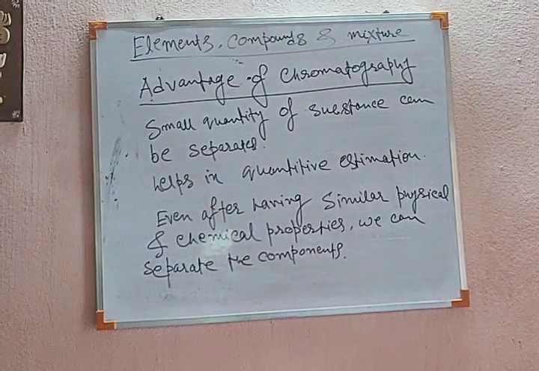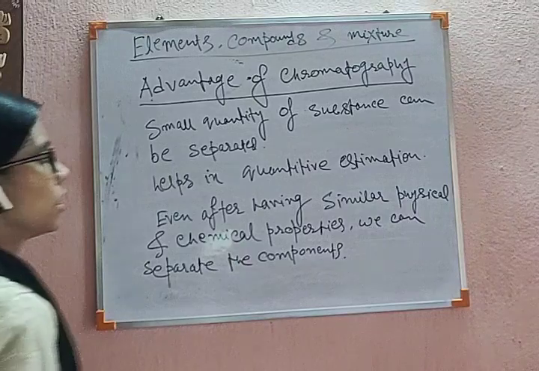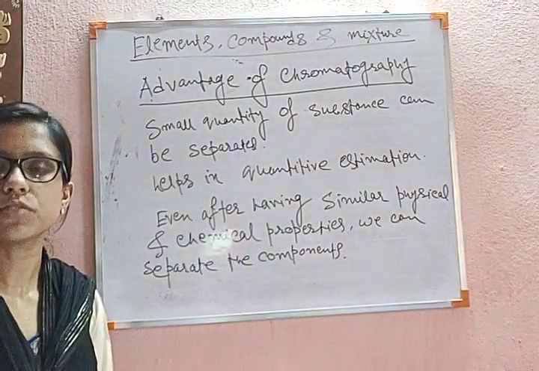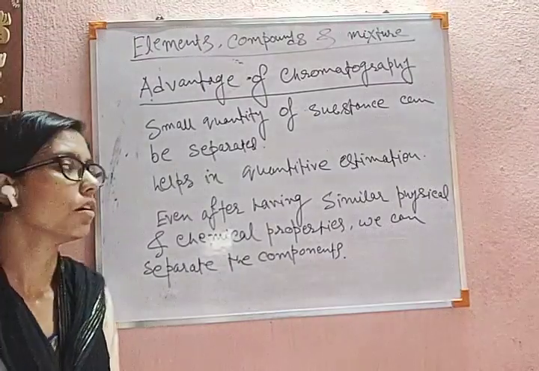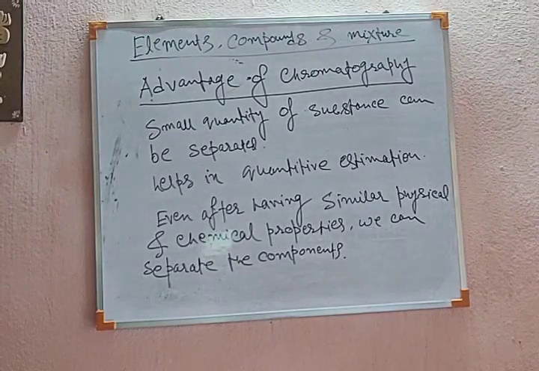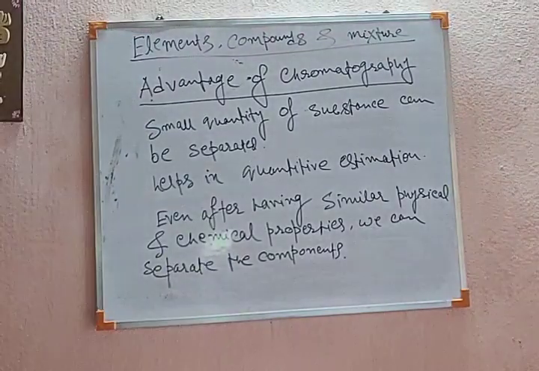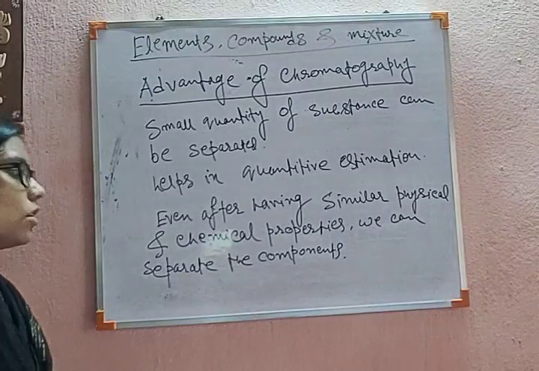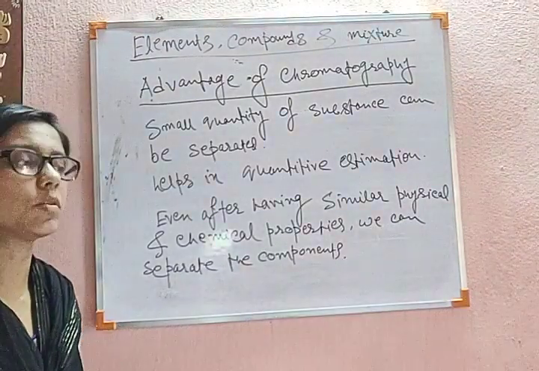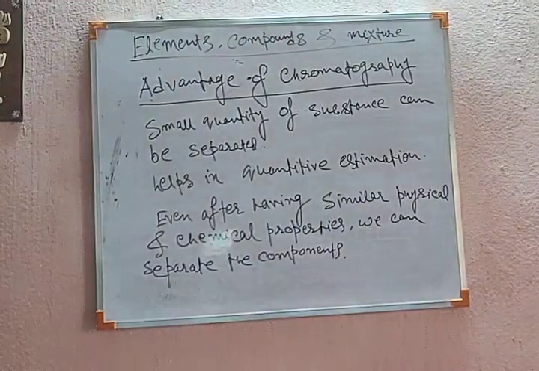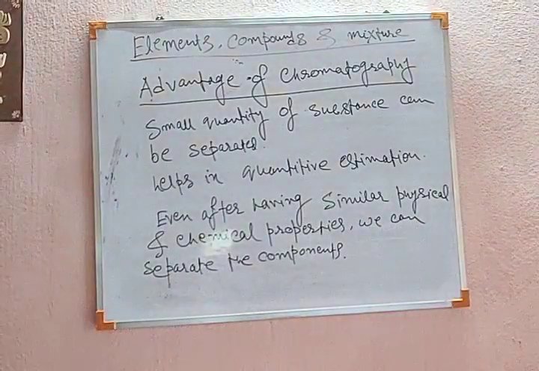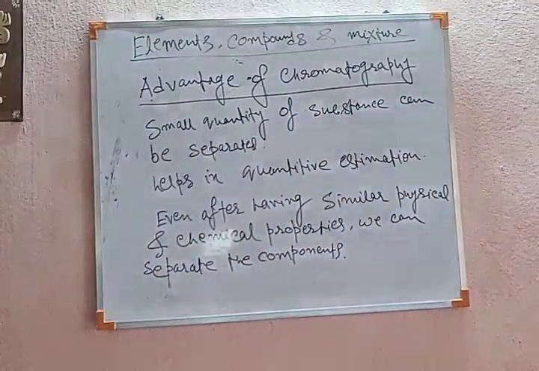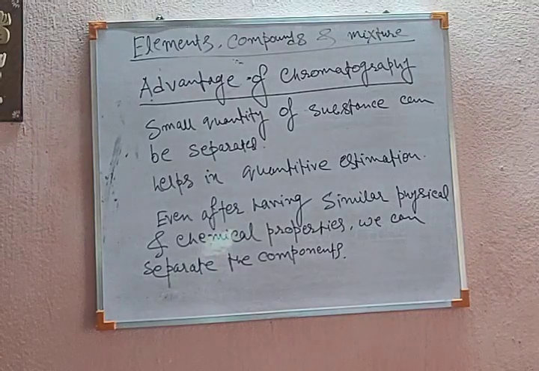So, three points. A very small quantity of substance can be separated. It helps in quantitative estimation. Quantitative means we can determine the amount of a substance, the percentage purity, percentage yield, and so on. And even after having similar physical and chemical properties, we can separate the components. Physical properties means boiling point, melting point, solubility, etc. Chemical properties mean the tendency of undergoing any reaction. When these are similar, it is difficult to separate that type of mixture, and in that case we apply the chromatography technique.